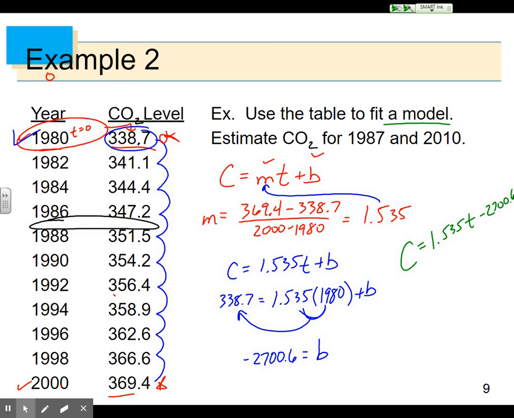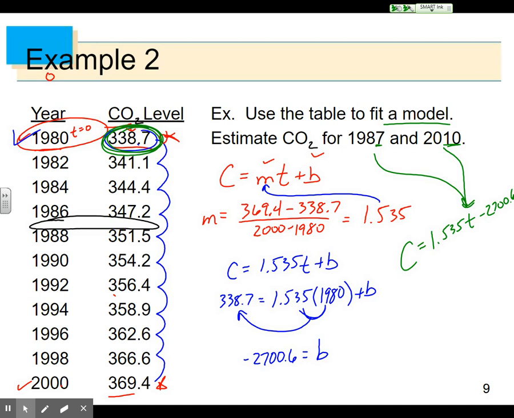To figure out what the CO2 level is going to be for these years, now I just have to plug in 1987 and 2010. Now, if you used this 338.7 as your y-intercept, then you're just going to plug in 7 for t, and then that would be 30 years later, 30 in for t to get 2010. So you have a little bit more math to do. But the way that we worked it, we get to just plug in the years, and hopefully we get a CO2 level that makes sense.